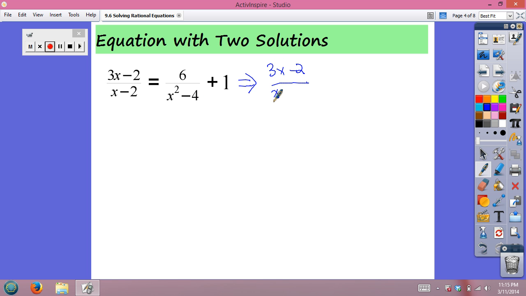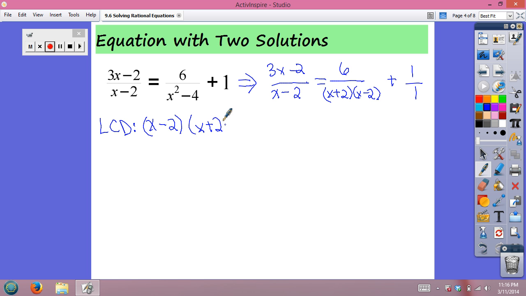In our first fraction, we have 3x minus 2 over x minus 2. In our second fraction, factoring that out, we're going to have x plus 2 and x minus 2, and then we're just adding 1, which we know is over 1. So looking at our three fractions here, it looks like our least common denominator is going to be an x minus 2, which we know that we have common in both of these, and also an x plus 2, because it's here. Well, and also a 1, but that doesn't really affect anything. So our least common denominator is going to be x minus 2 and x plus 2.